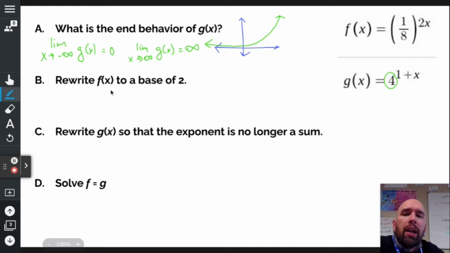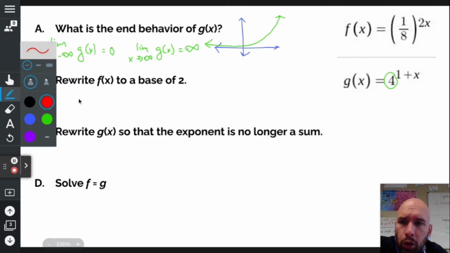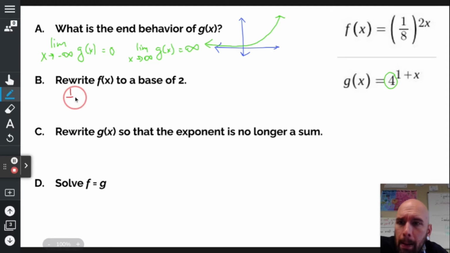Now I have to rewrite f of x to a base of 2. Right now my base for f of x is 1/8. Ooh, but you know what I could do? I'm going to do this one step at a time. I can turn 1/8 into 1/2 to the third. Now, that is not a base of 2 yet. That is a base of a half.